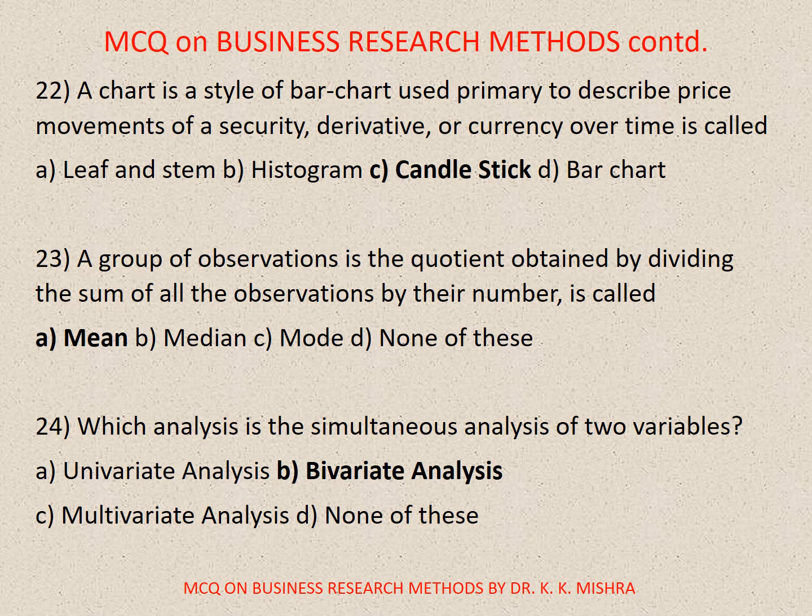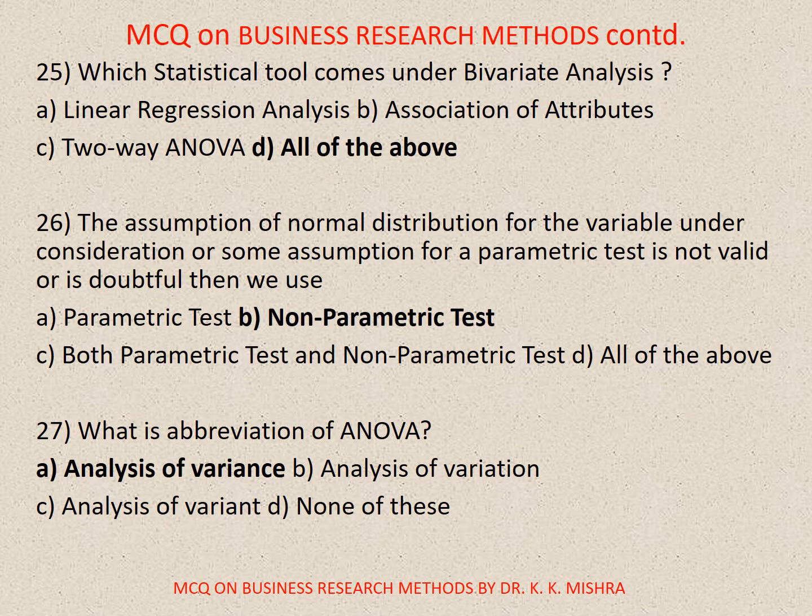Question number 24. Which analysis is the simultaneous analysis of two variables? Options are A. Univariate analysis, B. Bivariate analysis, C. Multivariate analysis, D. None of these. Correct option is B. Bivariate analysis.